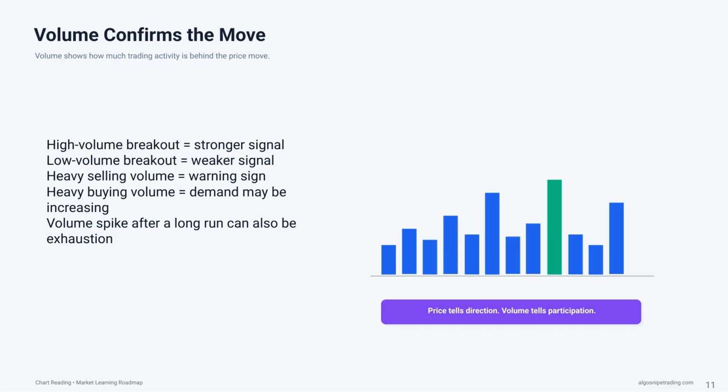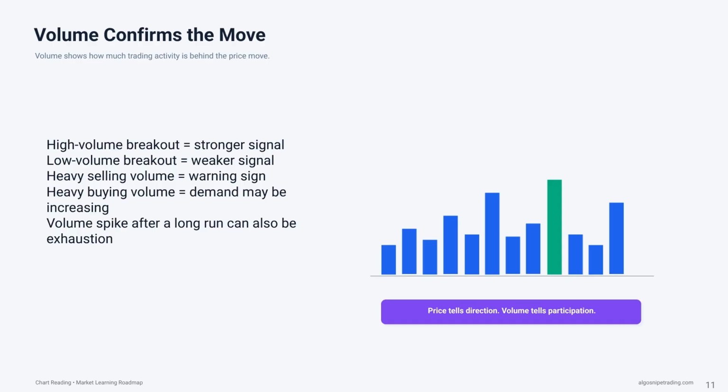Volume confirms the move. Short lesson. Volume shows how much trading activity is happening behind a price move. Price tells us direction, but volume tells us participation. A high volume breakout is usually a stronger signal because it shows many traders are participating in the move. This can mean the breakout has more power behind it. A low volume breakout is usually weaker. Price may break a level, but without strong volume, the move may fail or reverse quickly.